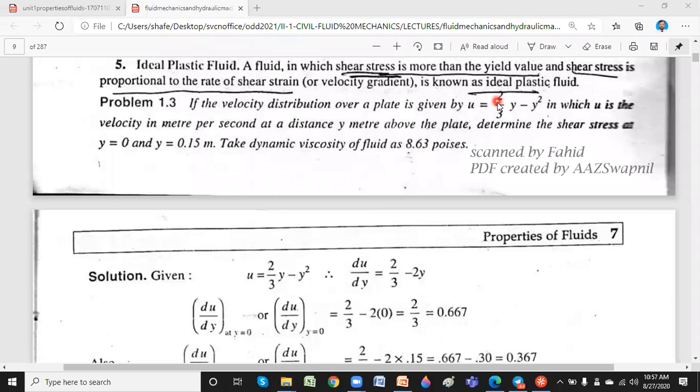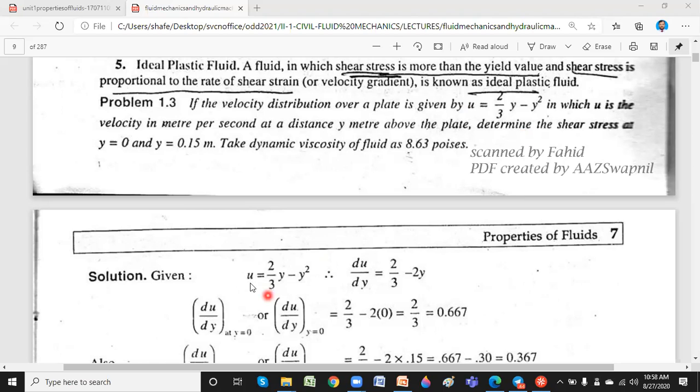Now what is given here? You have been given u and y. The first case y is 0. The second case y is 0.15 meters. mu is given as 8.63 poise. You're asked to find the shear stress, tau. I know Newton's law, tau is equal to mu into du by dy. Mu I know, du by dy I have to find out. So how to find du by dy?